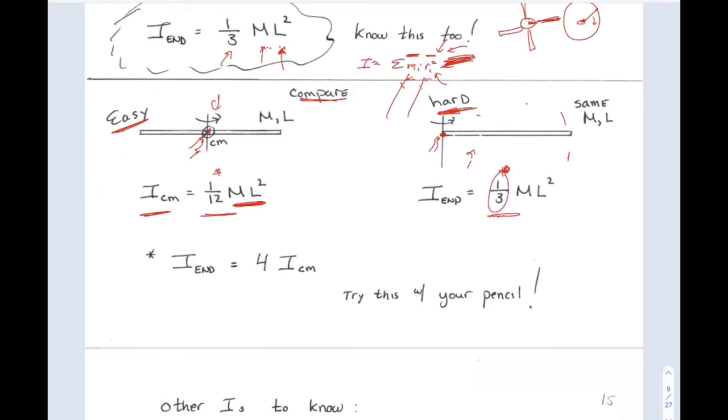Okay, and if I took I end over I center of mass, I took my 1/3 ml squared divided by my 1/12 ml squared, I get 4. That's where this came from. So this one, moment of inertia about the end, if I solve that for I end, is 4 times the moment of inertia about the center of mass. So it offers 4 times the resistance rotated about the end than it does about the center of mass. And again, that's why people will hold the baseball bat there. They choke up on the bat to reduce the moment of inertia.